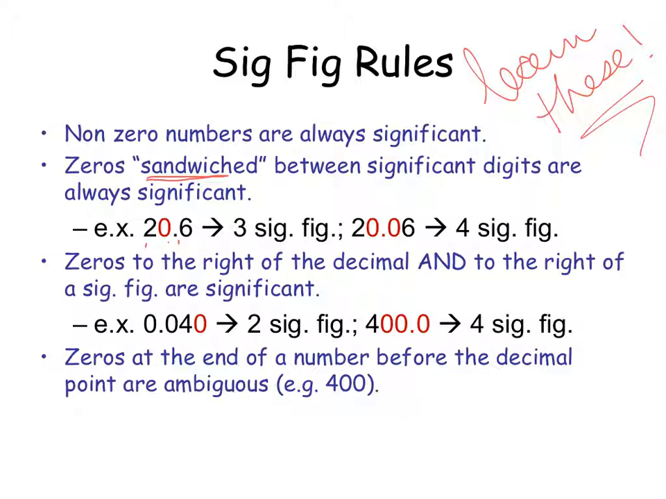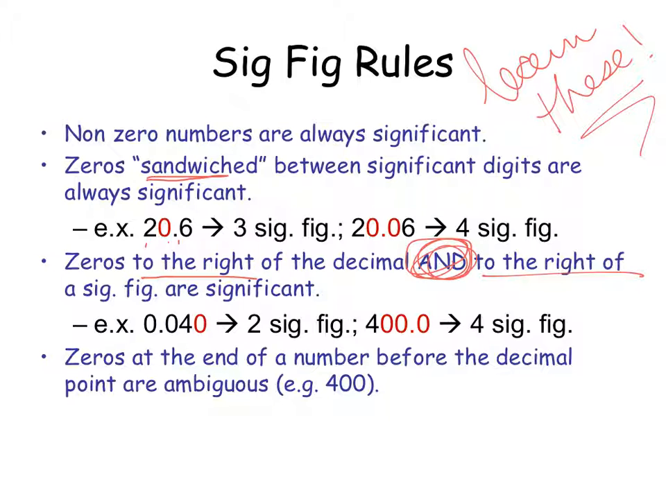Okay. The last rule is the trickiest rule, I think, for most people. And it is the to the right rule. Because in order to be significant, if they're not sandwiched, zeros have to be both to the right of the decimal and to the right of a significant figure. Okay, they have to be both.